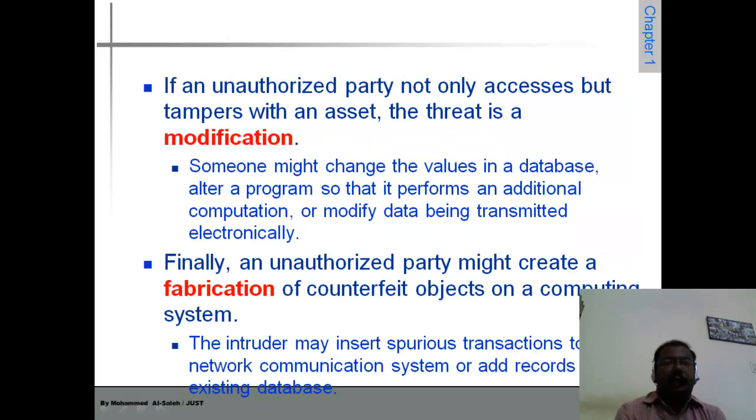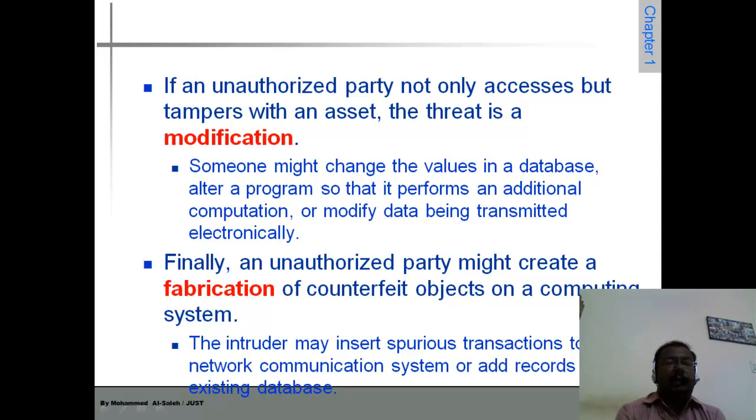Next we see what is modification. If an unauthorized party not only accesses but tampers with the asset. Earlier we saw just accessing the asset, but here they are going to tamper with the asset. That is called modification. An example is someone might change the values in a database, alter a program so that it performs an additional computation, or modify data being transmitted electronically. These are some of the examples of modification.